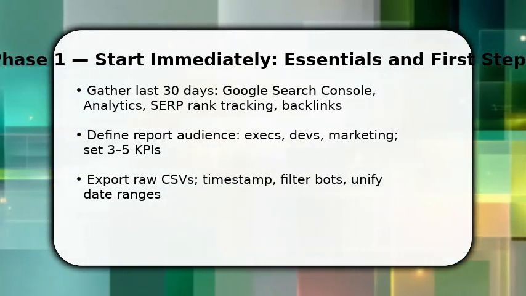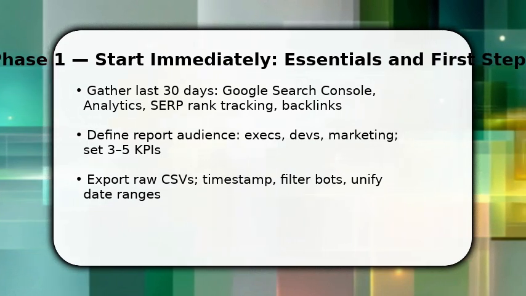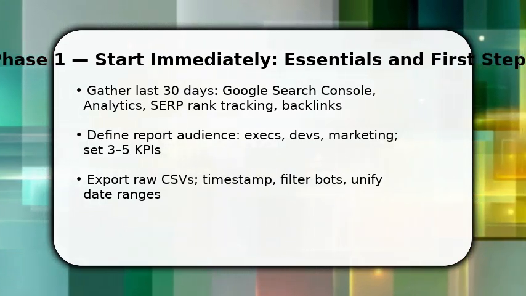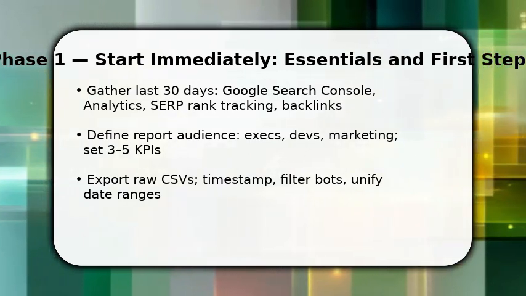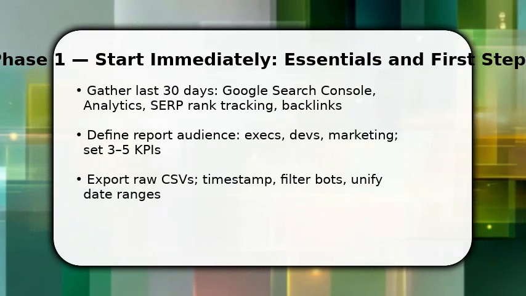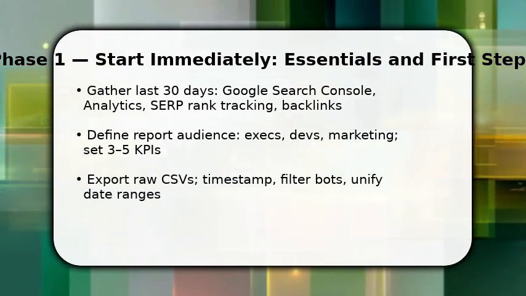Once done, export raw CSVs and normalize date ranges, remove bot traffic, and add timestamps. Doing this first saves hours later and ensures your metrics are comparable and actionable from the very first chart.